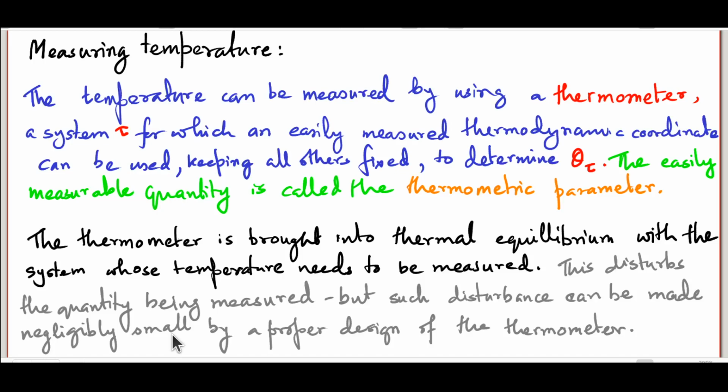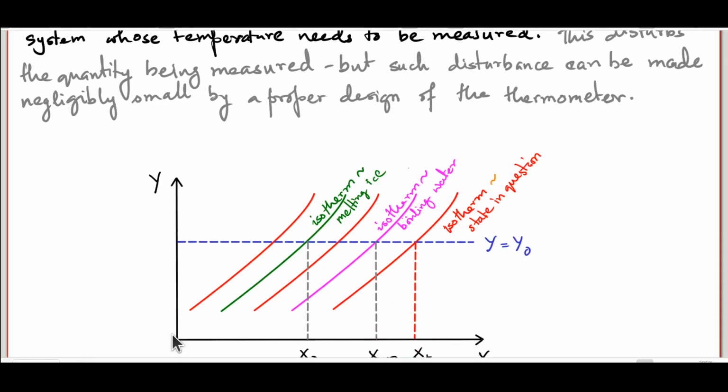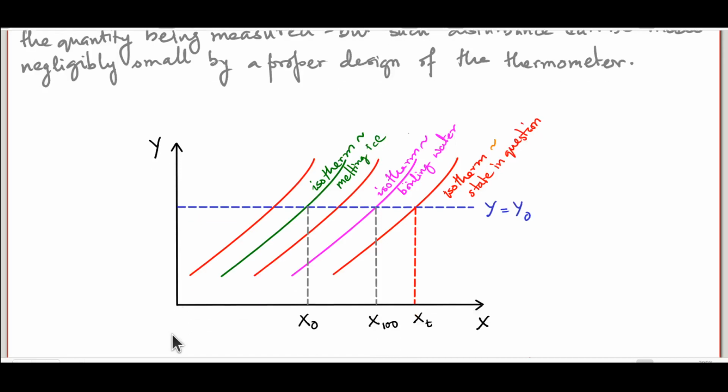We will illustrate the procedure for doing this using a typical thermometric system. Here we are going to use x as one of the coordinates which can be easily measured. This is going to be my thermometric coordinate. The other coordinates, well, I've just considered a situation where there is only one other coordinate y.